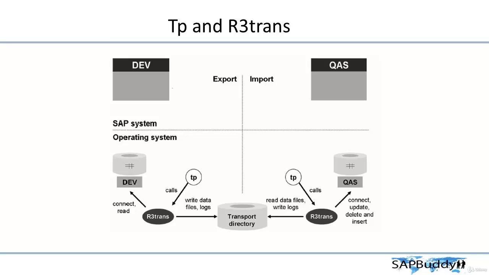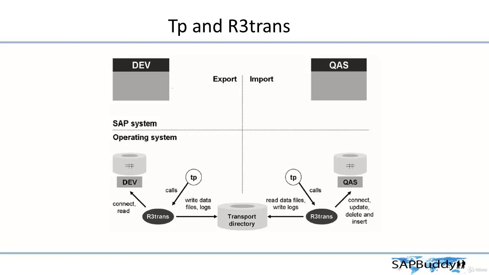So it is still possible to use R3trans to import and export by ourselves, but it is always advisable to use TP. The TP in turn will call R3trans, and then it will do the actual changes in the system. When TP calls R3trans, it issues a command, for example in Windows by issuing create process, and then it can start executing R3trans for the specific task which TP would like to execute.